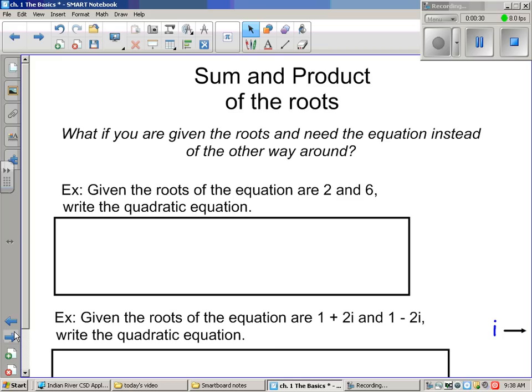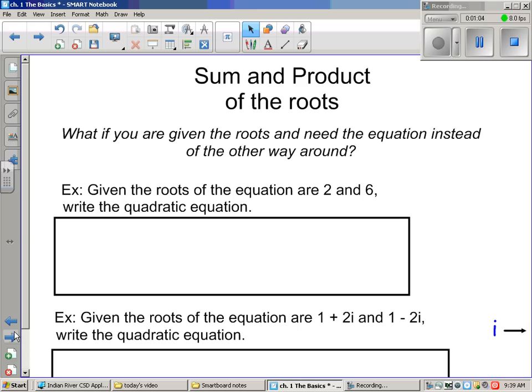So what if you're given the roots and yet need the equation instead of the other way around? See, yesterday we talked about how you're given the equation and I want to find the roots or the solutions. Now what if I give you the solutions and I actually want the equation? See, that does actually happen. What if I said, okay, this is what I've got, I want to know how did I get there? Or maybe I want to be able to project onto other things. What would happen at this value or this value or this value? See, this allows me to figure out that equation.